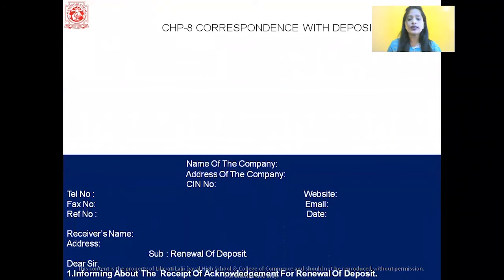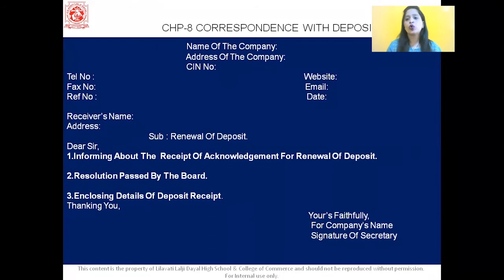Let's move on to the third letter of this chapter, and that is talking about renewal of deposits. Now, herein, the deposit is now going to be renewed. So, this entire letter, again, 3 pointers for you students. First one is informing about the receipt of acknowledgement for renewal of deposit.